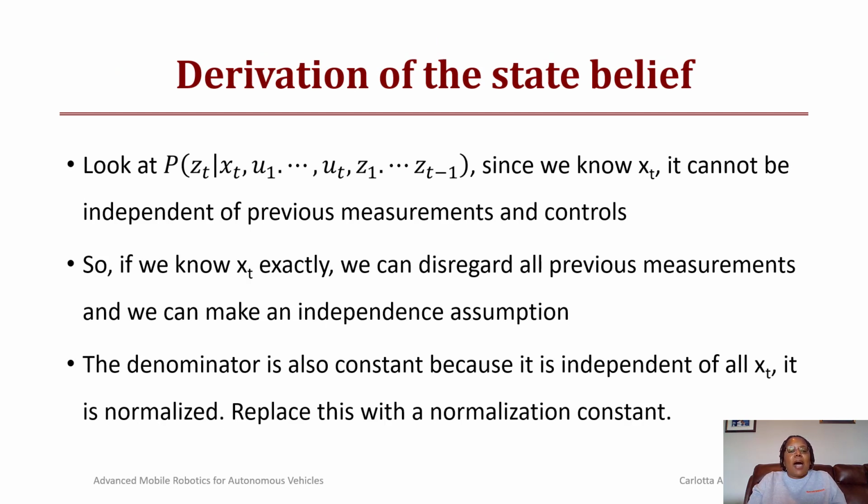So if we look at that bottom equation, the probability of zt given the states, the inputs, and the previous measurements, we know that the current state cannot be independent of previous measurements and controls. However, we know that xt exactly is based upon those previous measurements and those previous controls. Therefore, we can disregard all of those values, because since we know xt, we know it would lie on those. So as long as we have xt, we have those values. So then in that case, the denominator will become a constant independent of all xt, and it can be normalized as we did before by creating that normalization constant eta.